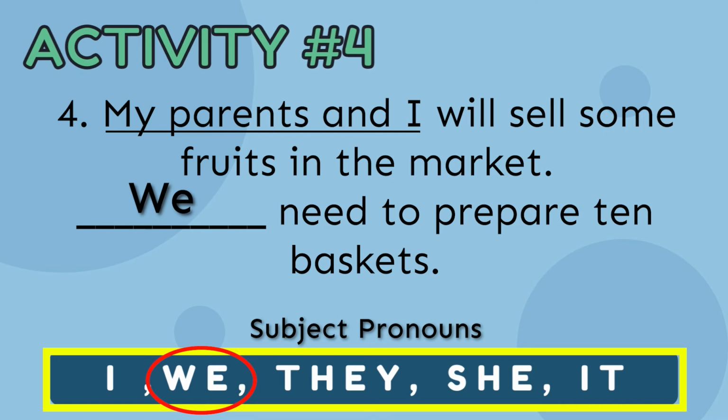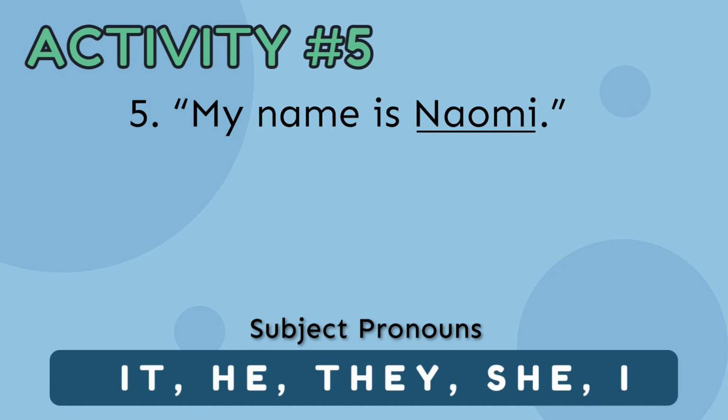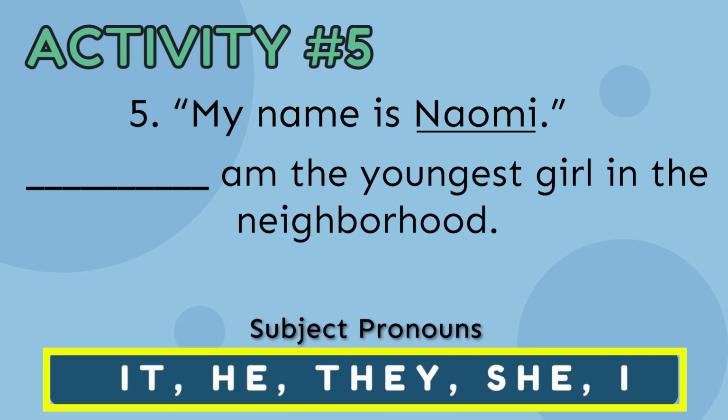You're doing good, kids. Let's have our last number. Number 5. My name is Naomi. Blank, I'm the youngest girl in the neighborhood. What do you think is the correct subject pronoun? The correct answer is I. My name is Naomi. I am the youngest girl in the neighborhood.